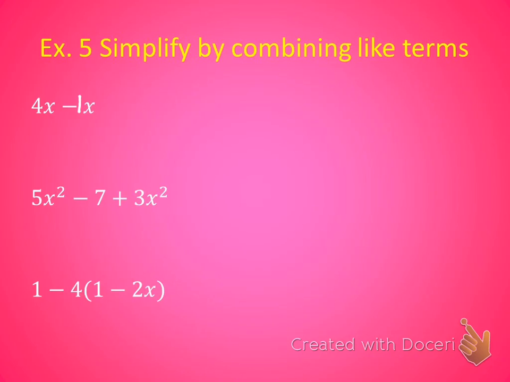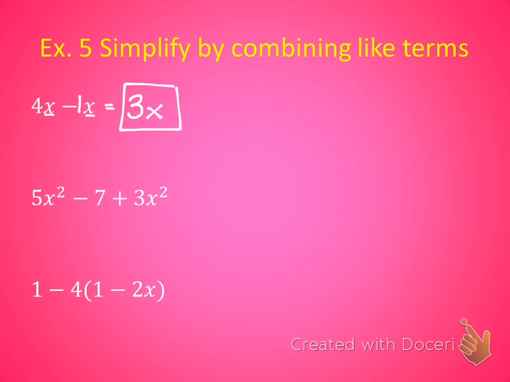So are these like terms? Yes, they both have an x. They both have something in common, exactly the same. So what is 4 minus 1? 3. And then their like term, which is x, is going to stay the same. So my answer is 3x.